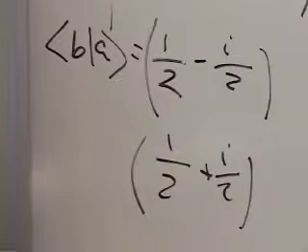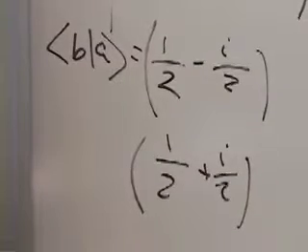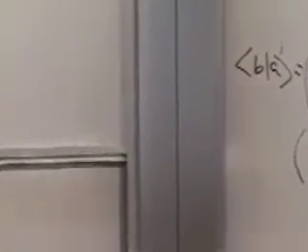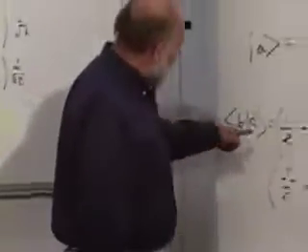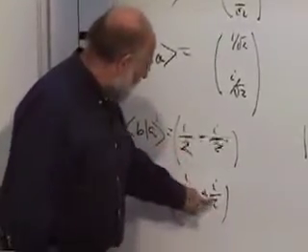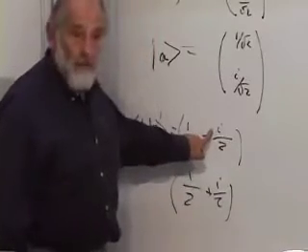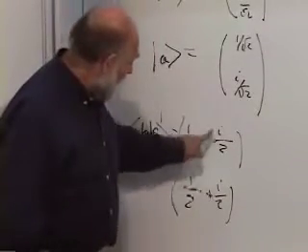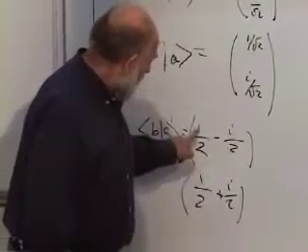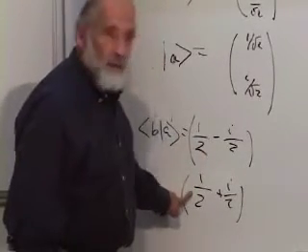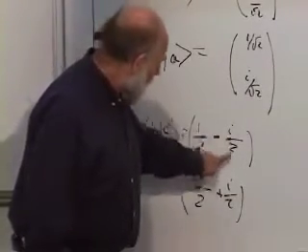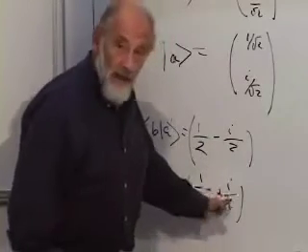Got a quick answer? Not one. Okay. The imaginary parts cancel. We have a 1/2 times a 1/2 with an i, and then we have a minus 1/2 times a 1/2 with minus i. So the imaginary parts cancel. The real parts are 1/2 times 1/2 is 1/4, plus 1/4, 1/2.